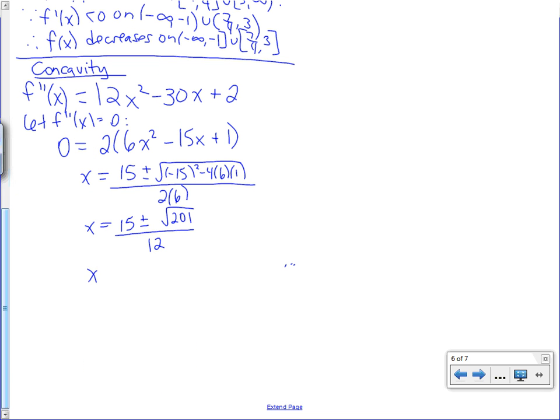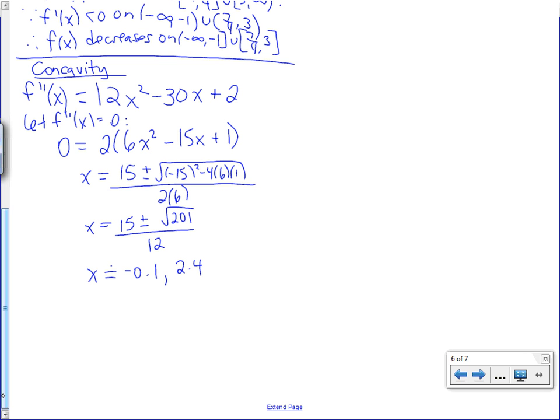So then my approximate values: I'm just going to do the minus one first, again, so that they're in order. So 15 minus root 201, divided by 12. I'm getting negative 0.0685. Rounded to one decimal place, negative 0.1. 15 plus root 201, divided by 12, is 2.4. Okay.